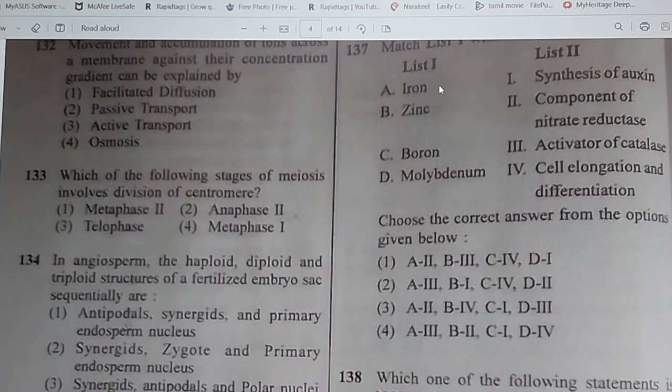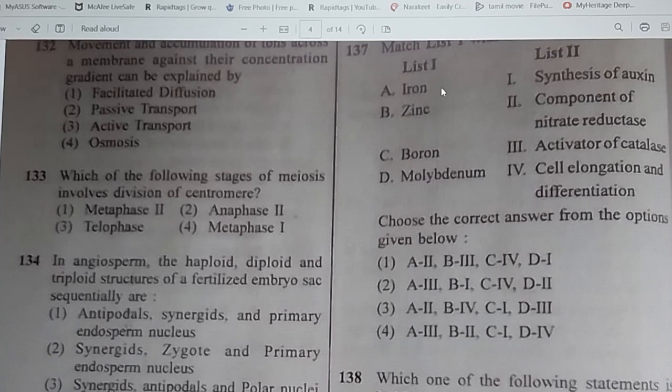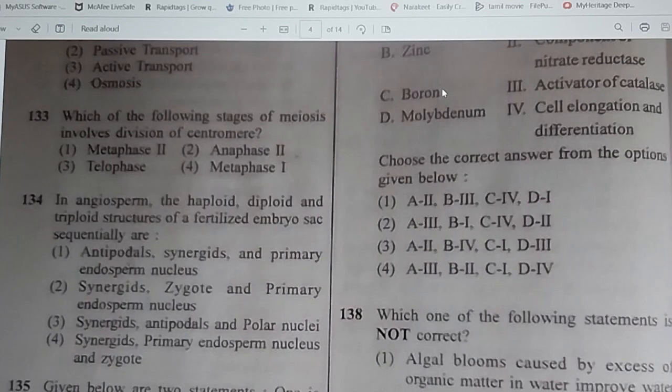137, of course. So iron will do what? Iron will be activating the catalase, and zinc is for cell elongation and differentiation. Boron. No, zinc is for synthesis of auxin. So where is it coming? A is 3 and B is 1, and boron will be for cell elongation and differentiation. Molybdenum for nitrate reductase. Of course, it is option B. For 137, it is option B.